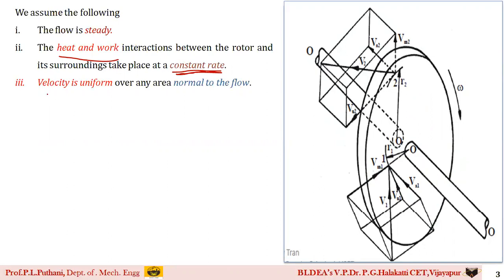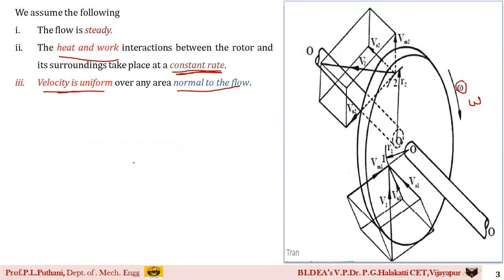The third important assumption is that throughout the analysis, the velocity is uniform over an area normal to the flow. This rotor is rotating at a uniform speed of omega, which I have shown here. It is rotating at a uniform speed of omega, with a uniform velocity normal to the flow.